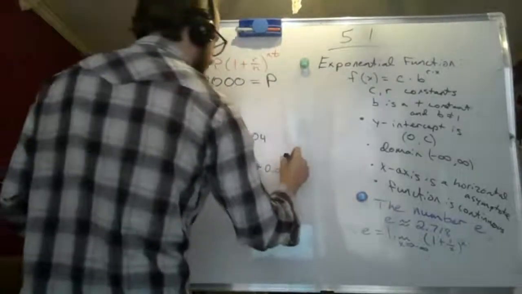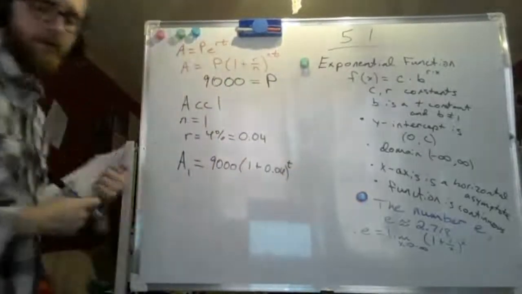And to the nt, so this is just to the t power. So there's our account 1.